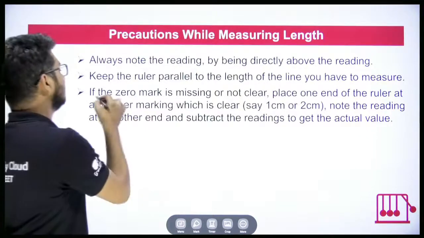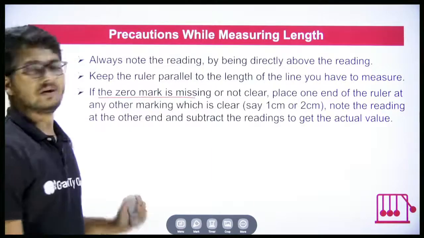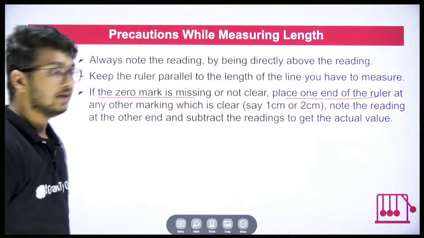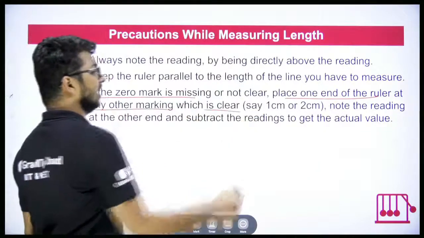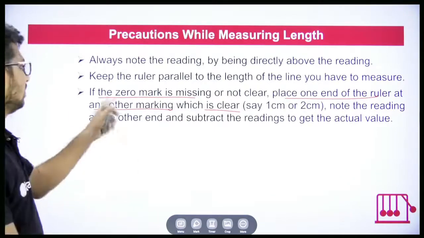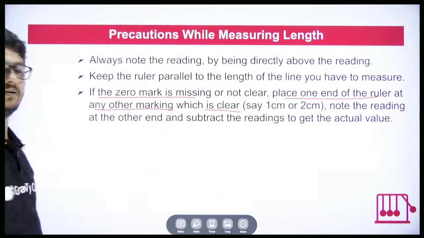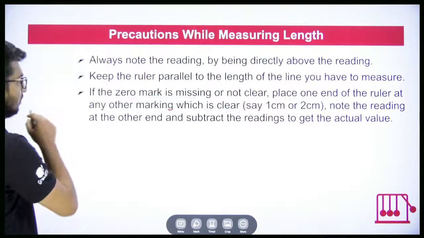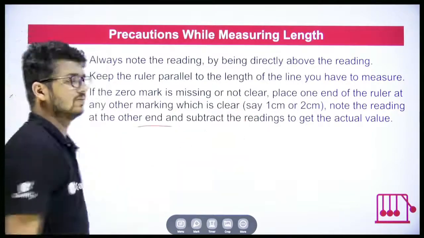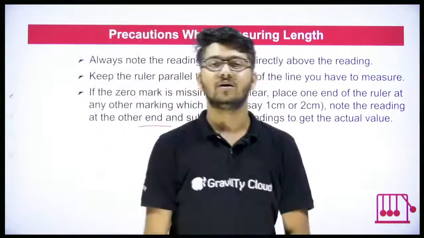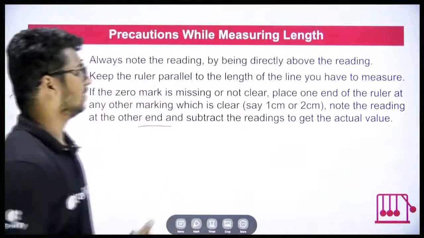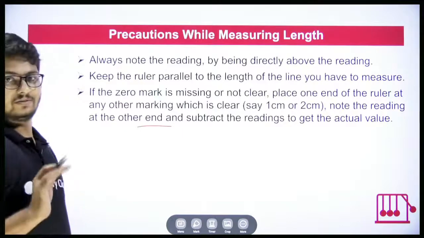And if the 0 mark is missing or not clear, then what will you do? Place one end of the ruler at any other marking which is clear. You can say 1 centimeter, 2 centimeter, 3, 4, 5. It's up to you. If 0 is not clear, do not use the 0 mark. Avoid it. Understood? And after that, you know what to do. Note the reading at the other end and subtract the readings to get the actual length. Simple? Okay. These are some precautions that you take while measuring length.